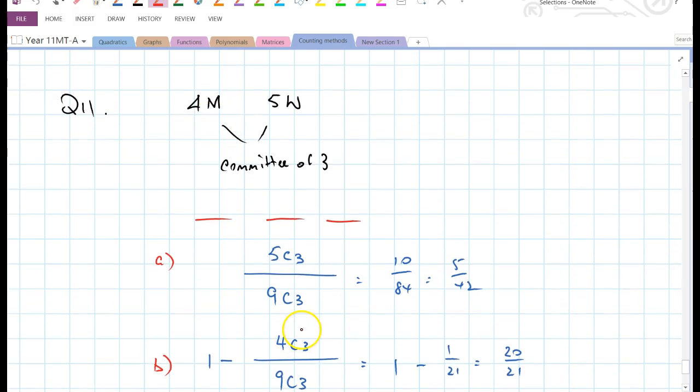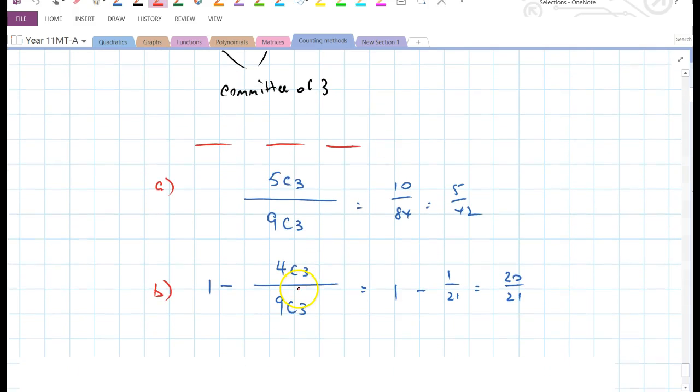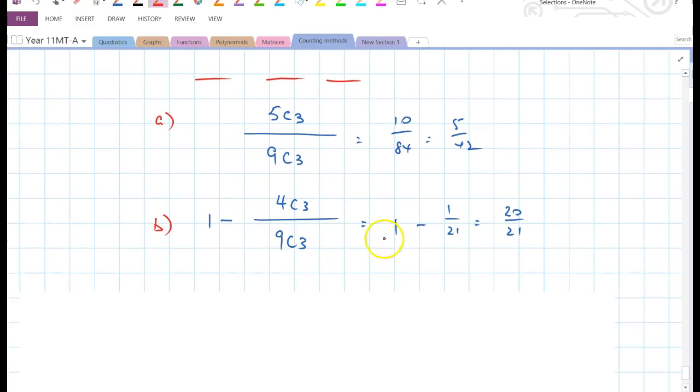Well, there's 4 to choose from, 4C3 over 9C3. That's the probability they're all men, which is 1 over 21, because 4C3 is 4. 4 over 84, which is 1 over 21. So we subtract that from 1, we get 20 over 21.